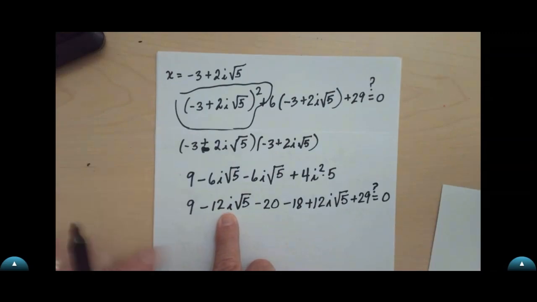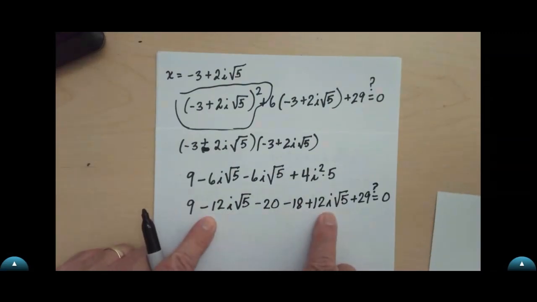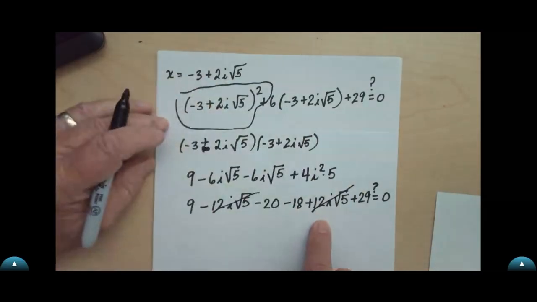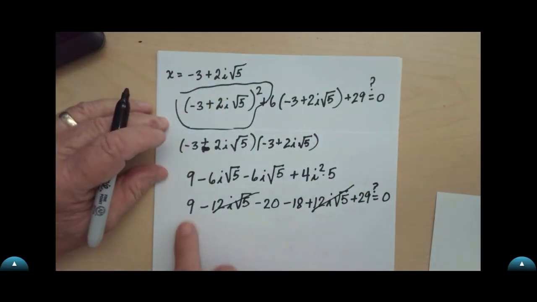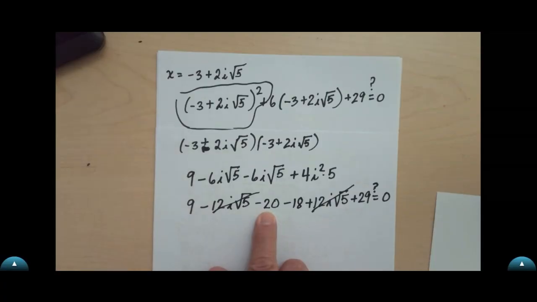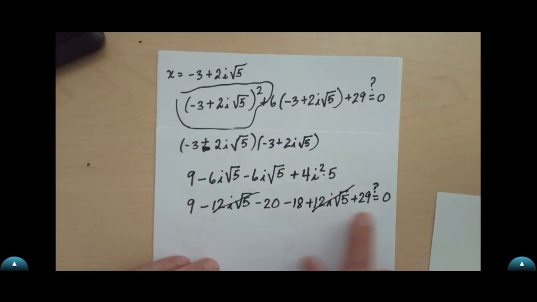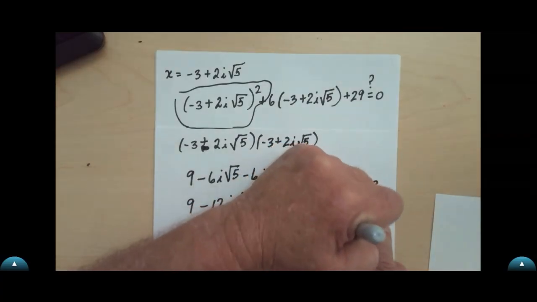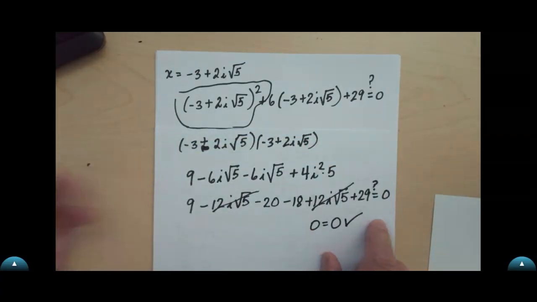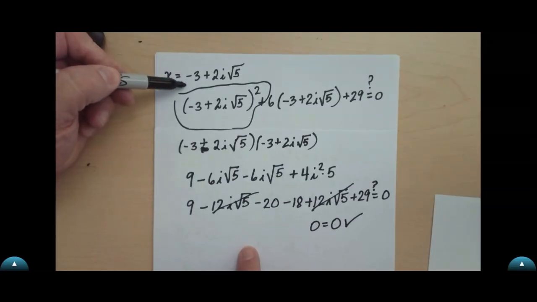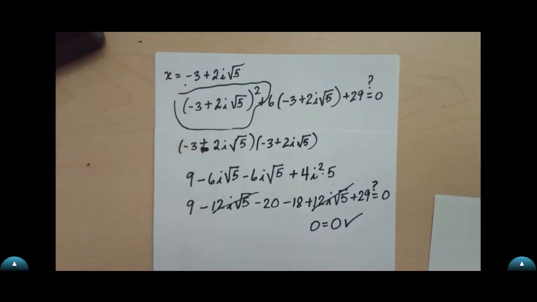Well, let's see. First of all, negative 12i times the square root of 5 plus 12i times the square root of 5 is 0. Those cancel, right? 9 minus 20 is negative 11. Negative 11 minus 18 is negative 29. Negative 29 plus 29, in fact, is 0. 0 is equal to 0. True statement. Therefore, negative 3 plus 2i times the square root of 5 is a solution to that equation.